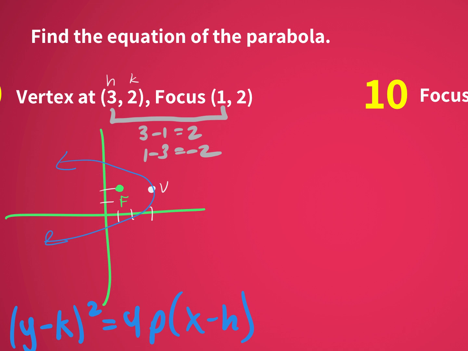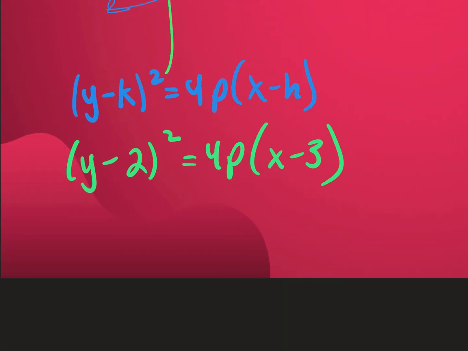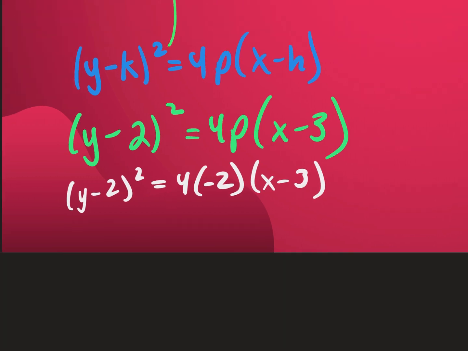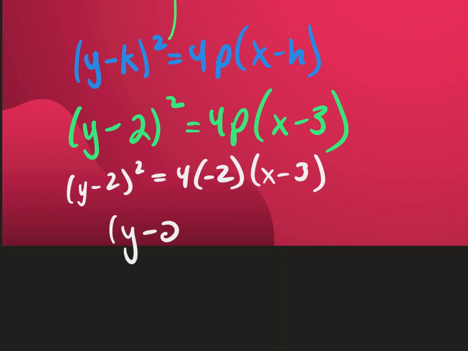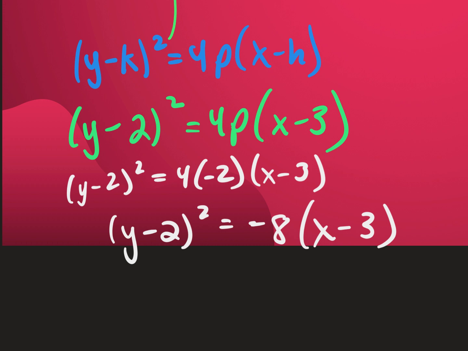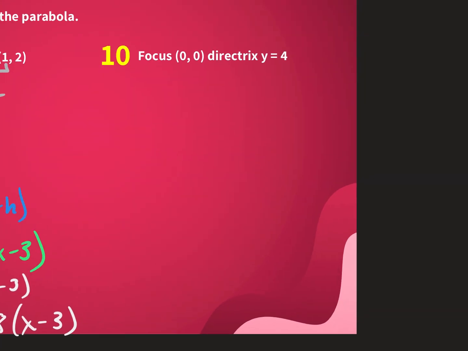Obviously, your p-value is going to be the numbers that are different, right? Because we're moving from one space to another. From 2 to 2, you didn't move anywhere. So I know my p-value here is negative 2. So this is y minus 2 squared equals 4 times negative 2 times x minus 3. Simplify it one little bit more. Y minus 2 squared is negative 8 times x minus 3. How do we feel? We okay? All right, last one.